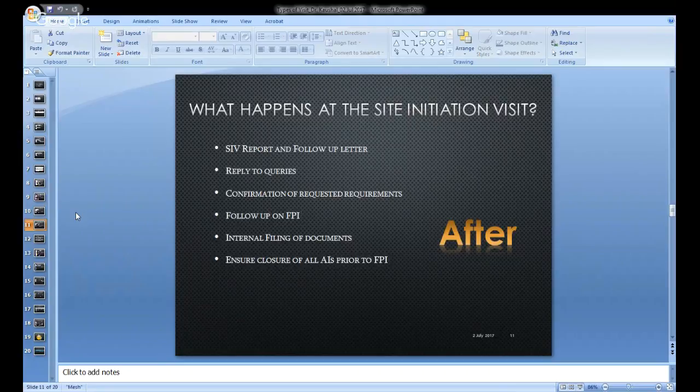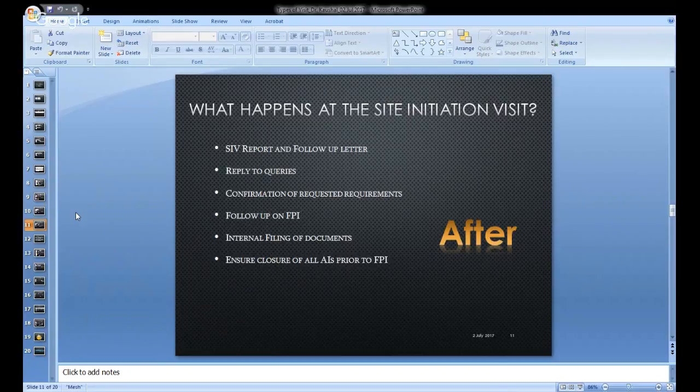Confirmation of requested requirements. Like we discussed about the refrigerator, in similar fashion, if we have some other requirement which is not fulfilled, ensure that it is provided to the site well before time, at least before the FPI, that is your first patient in.